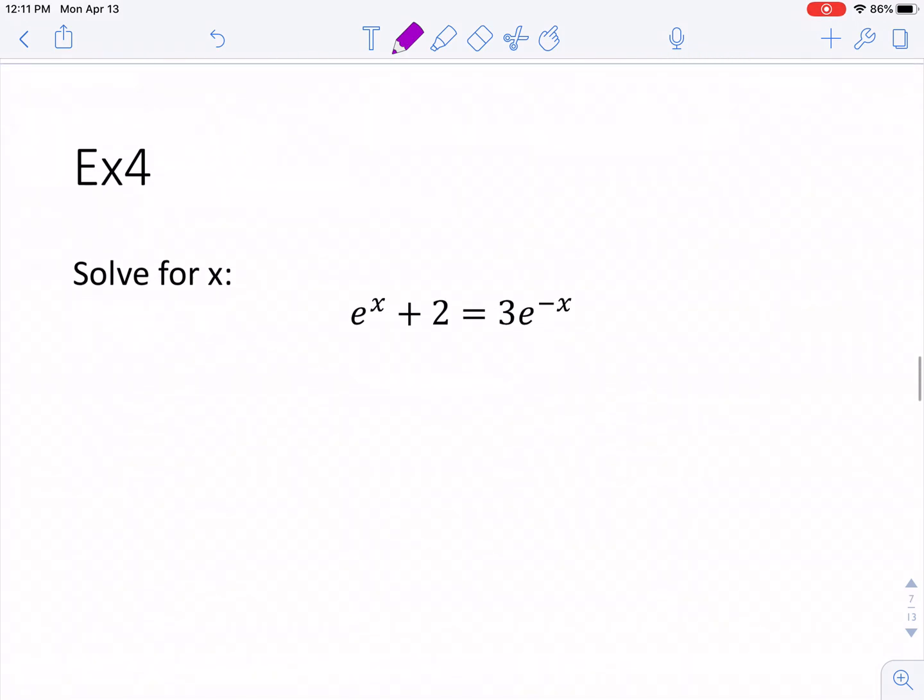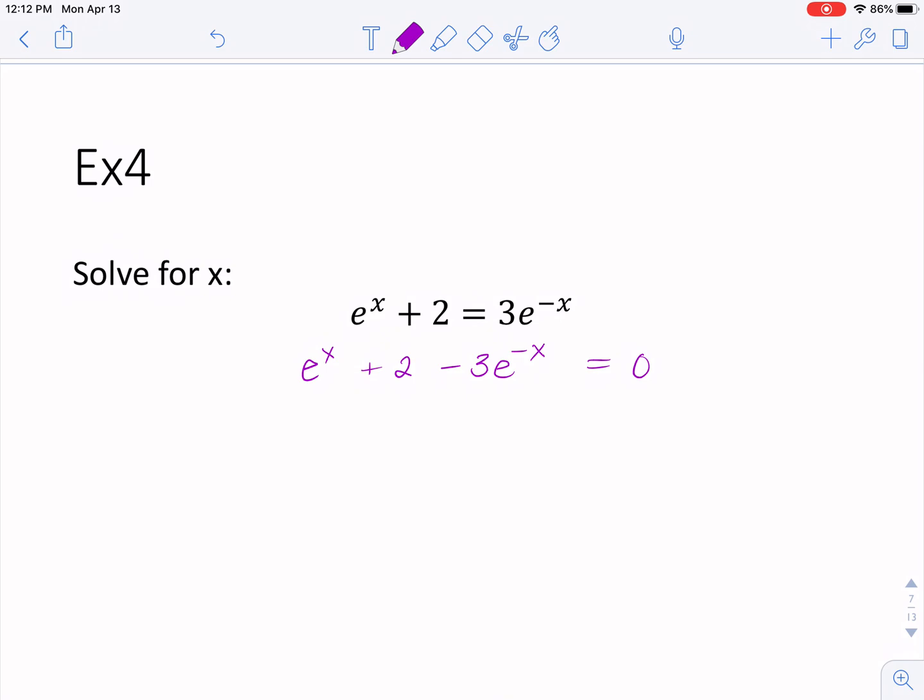Example 4. Okay, PK. There's more than one e to the x. One's e to the negative x. Plus there's a 2. You just told me that I needed to isolate the exponential. You're right. I do need to isolate the exponential. So I'm actually going to keep my e to the x. I'm going to keep my 2. And I'm going to move the 3e to the negative x to the other side and set it equal to 0. Now it's a trinomial.